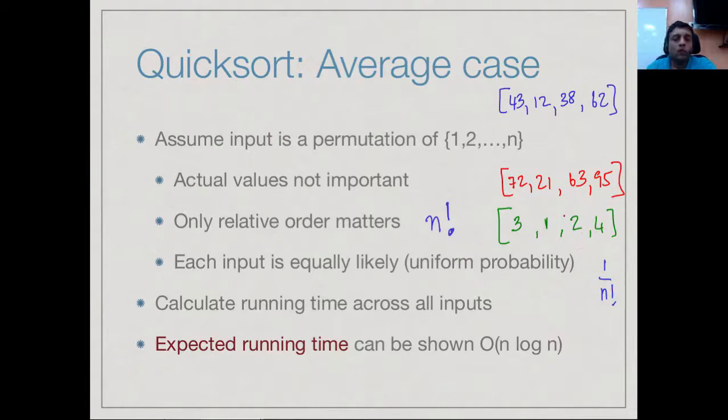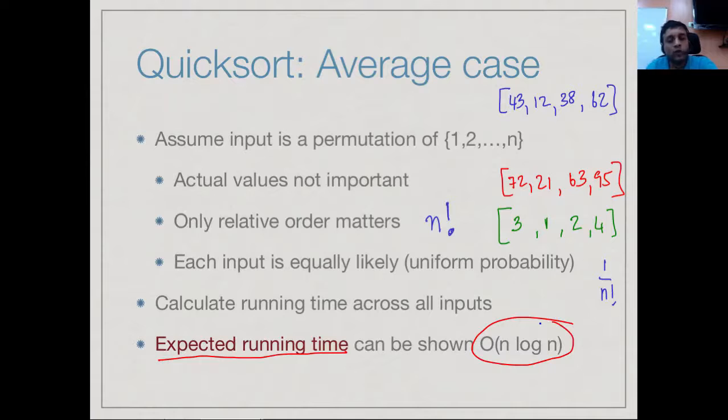Now we look at all these n factorial inputs of size n and see how our algorithm behaves. So we will not do the actual calculation, but if you see the average, you see the actual time it takes for all these n factorial inputs, add it up and divide by n factorial, which is what is in probability known as calculating the expected running time. Okay, then you can show that this is actually order n log n.